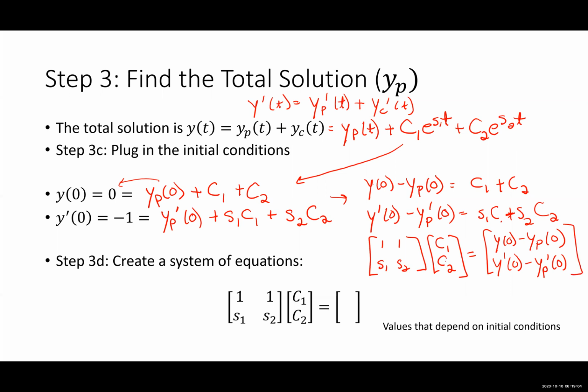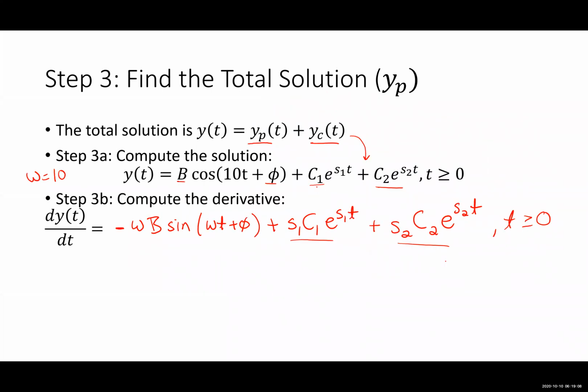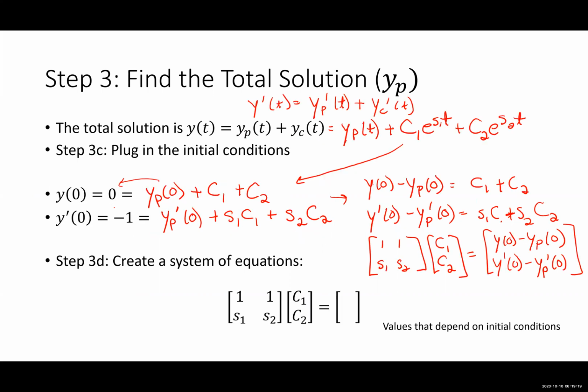All right, and then I can just solve for C1 and C2 in MATLAB. So basically, again, I defined 4 steps. What is the complete solution? I got to write it down with the unknowns in it. I got to compute the derivative with the unknowns in it. Got to plug in my initial conditions, and then I write a system of equations.